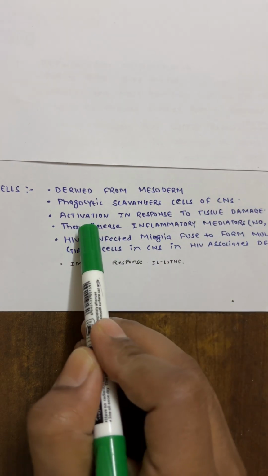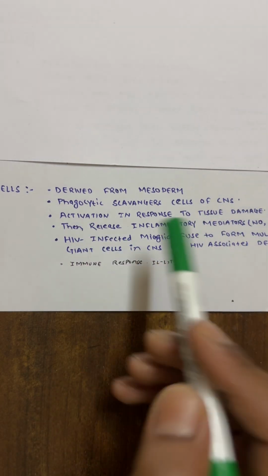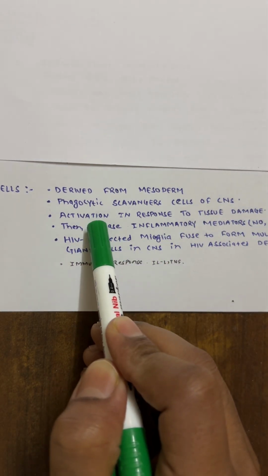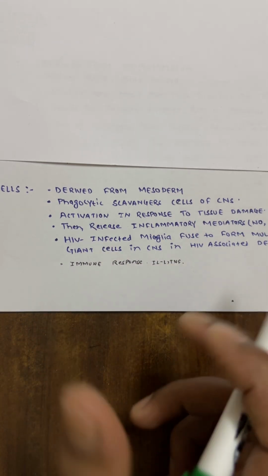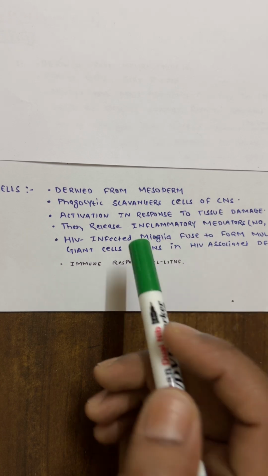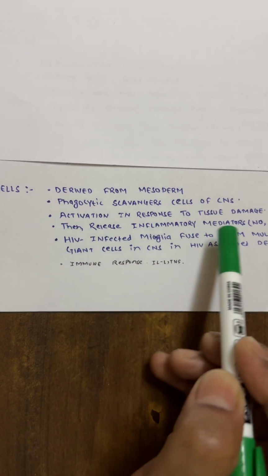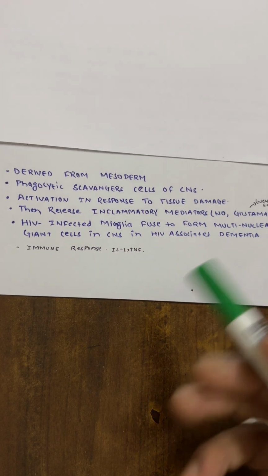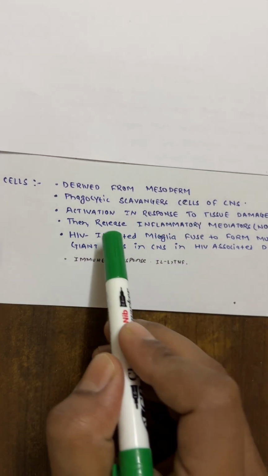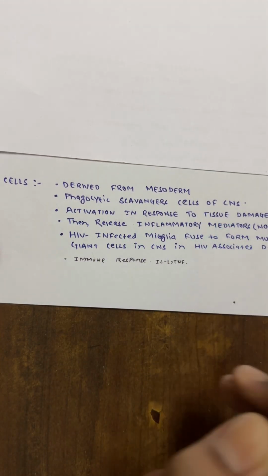Whenever there is tissue damage, there will be activation of microglial cells to release inflammatory mediators like interleukin-1 and tumor necrosis factor. And here there is no glutamate, because glutamate is released by neurons, not by microglial cells. So they only release inflammatory mediators.